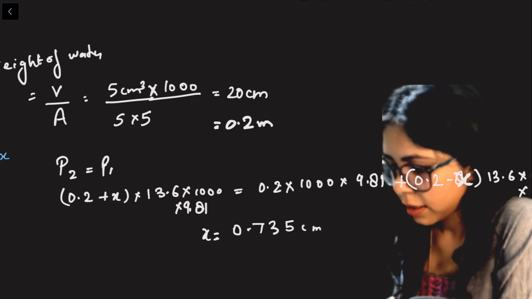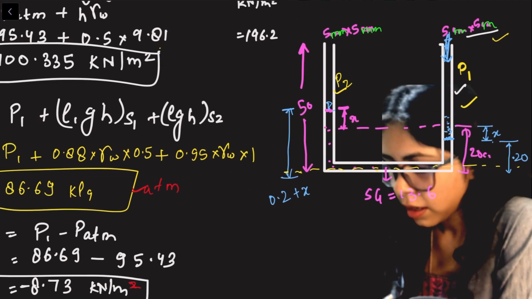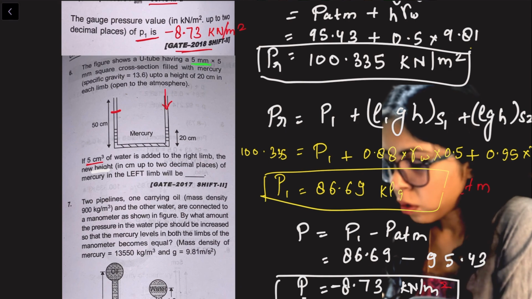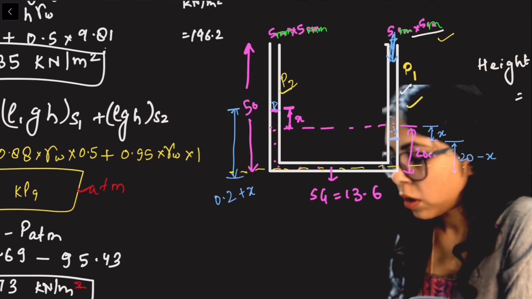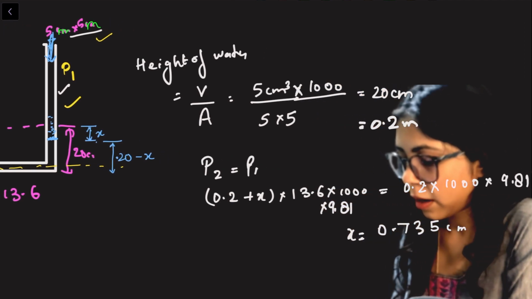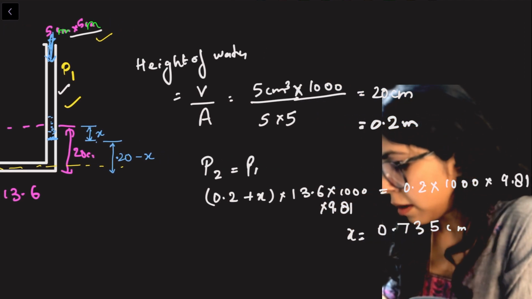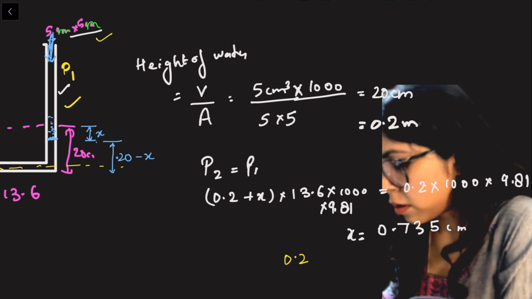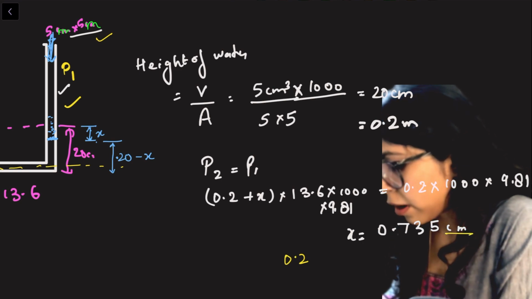So the x is 0.735 centimeter. What is the question now? The new height in centimeter up to 2 decimal places of mercury in left limb. So the new height in left limb I have to say. In the left limb the height is 0.2. That means now 0.2, because the answer I have calculated in centimeter, it will be 20 plus x.